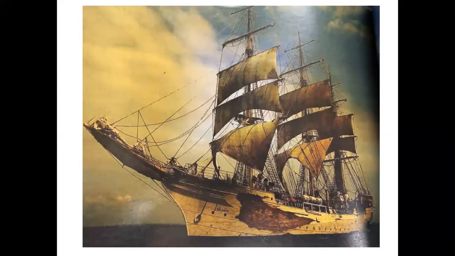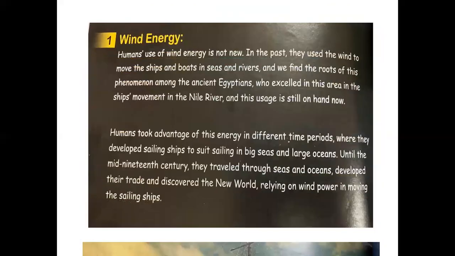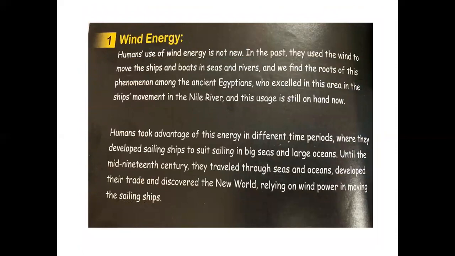As you can see in the picture, wind energy was used to move ships in big oceans and seas, to propel them forward. So that's how wind energy was used even in ancient times. Humans took advantage of this energy in different time periods, where they developed sailing ships to suit sailing in big seas and large oceans. Until the mid 19th century, they traveled through seas and oceans, developed their trade, and discovered the New World, relying on wind power in moving the sailing ships. So, wind has power.